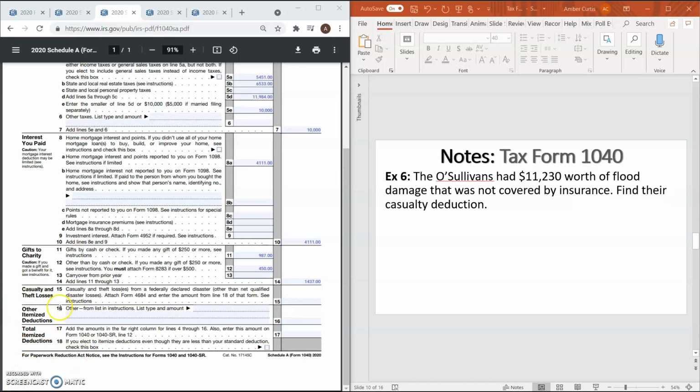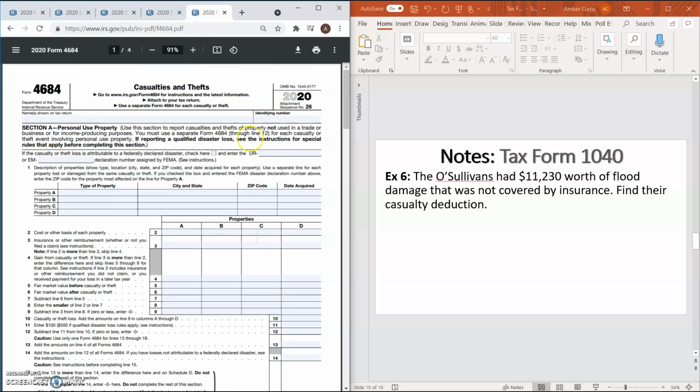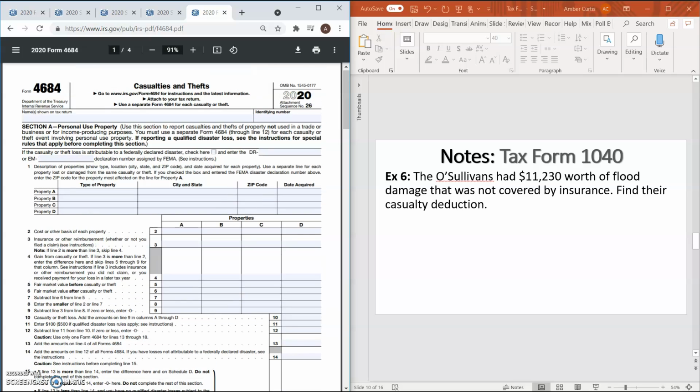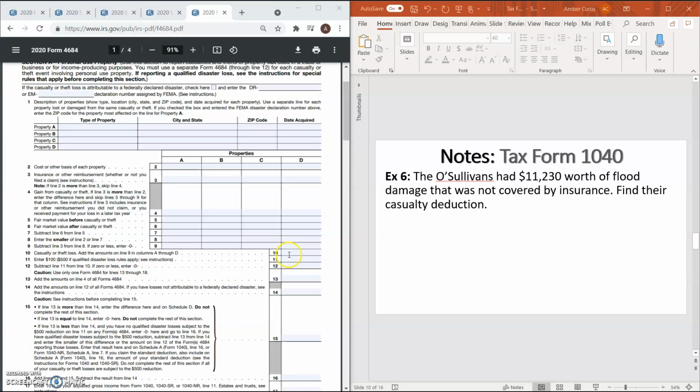So the next section is casualty and theft losses. And they want us to use Form 4684, which is this one right here. All of these forms can be found simply by going to the IRS website. Now, the O'Sullivans had $11,230 worth of flood damage that was not covered by insurance. Find their casualty deduction. Now, just for the sake of understanding, we're not going to fill out all the details. We're just going to get the deduction.